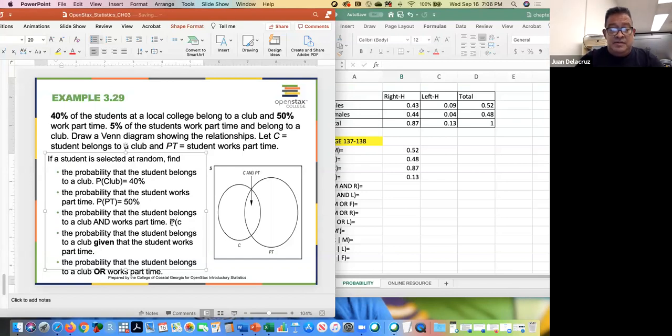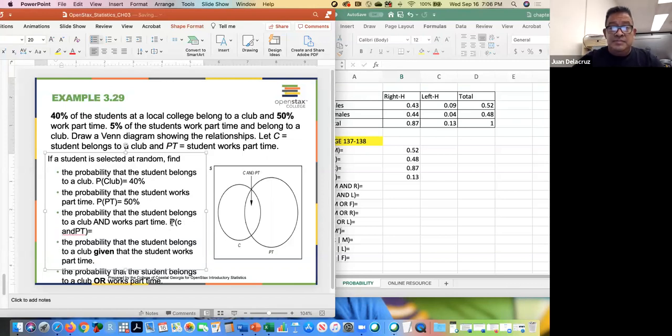Let's say club and part-time. How much is this? Thank you, Terry. Very simple. So that is the conditional probability. That is the probability that the person belongs to a club, given that the student works part-time. So we can write this, the probability that the person belongs to the club, given that they work part-time. How can I express that?